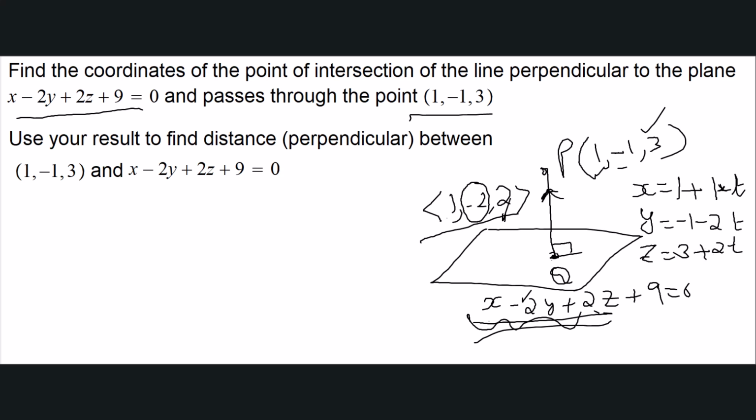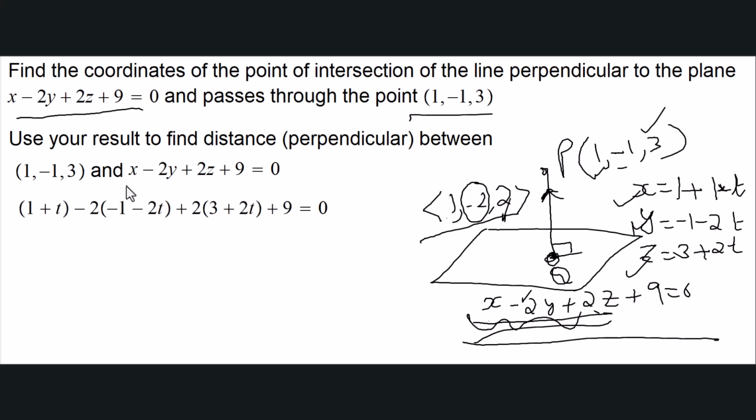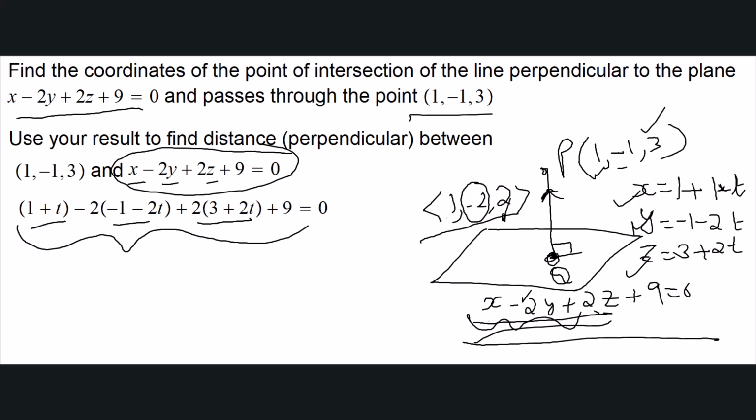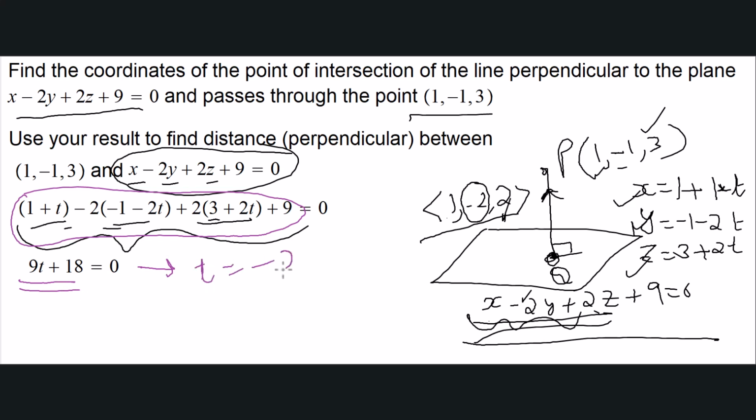So what we have to do to find the coordinates of the point of intersection is just substitute x, y, z in this equation of the plane. Substitution of the x, y, and z coordinates from the parametric equation of the line into this plane would give us this equation. If we solve this equation, first let's open all these brackets. When we expand all these and combine like terms, we will get 9t plus 18 equals 0. That gives us t equals negative 2.